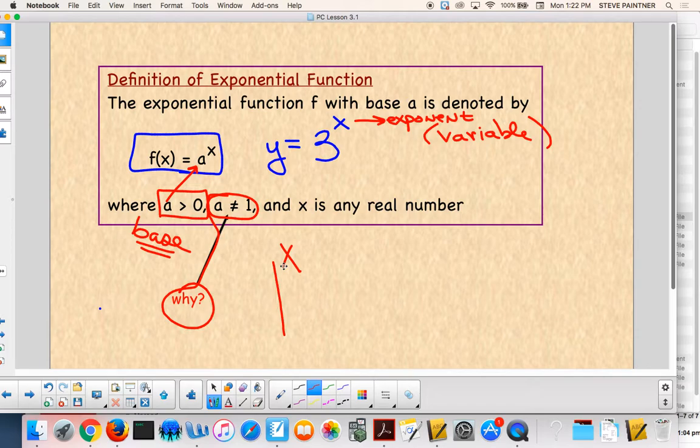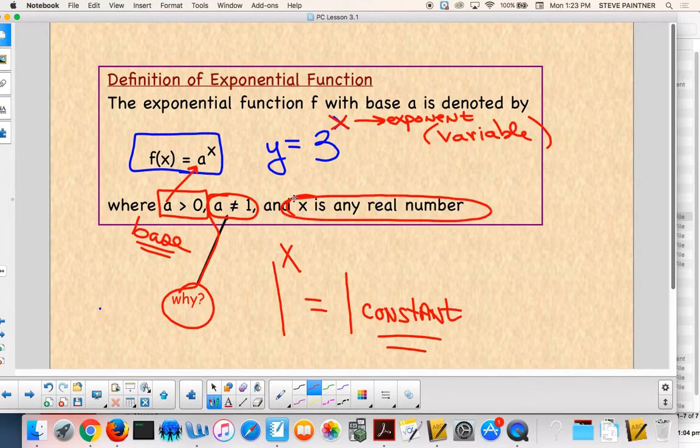1 raised to any power is always going to be what? 1, and this is not exponential. It's a constant function. It's a flat line. It's just linear. Okay? So you can't let a be 1. And x, right here, x, can be what? Any real number. Anything. Except imaginary.